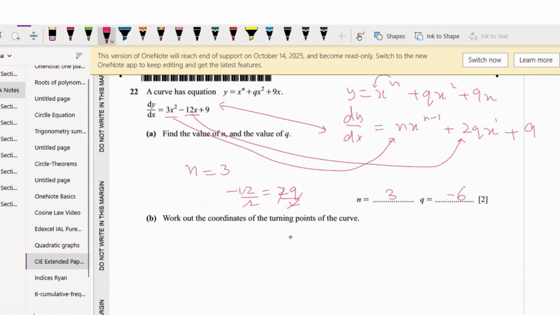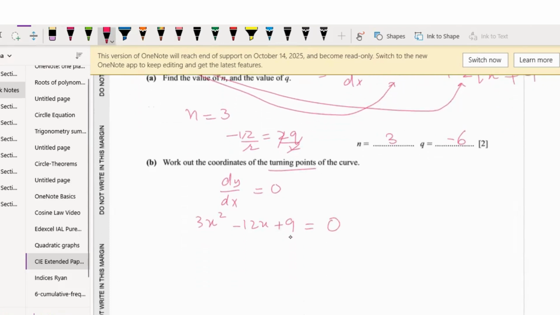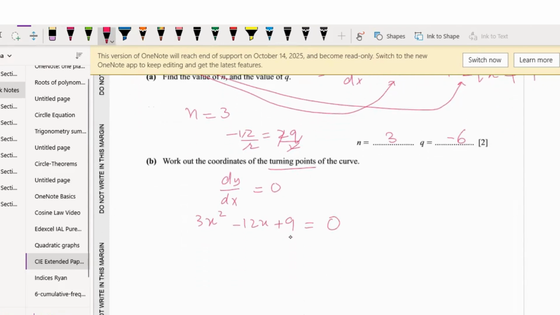Now part B, work out the coordinates of the turning point of the curve. Whenever you hear the word turning point, it means that you have to put dy by dx equal to 0 always. So here is your dy by dx, which is 3x squared minus 12x plus 9. You keep it equal to 0 in order to get the turning point's coordinates. So as you can see, this whole equation we can simplify by dividing.